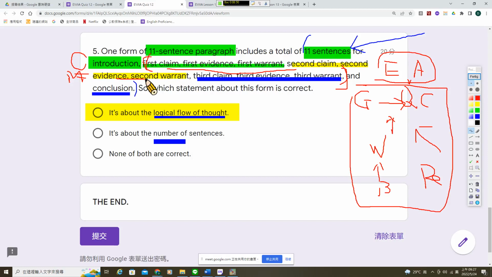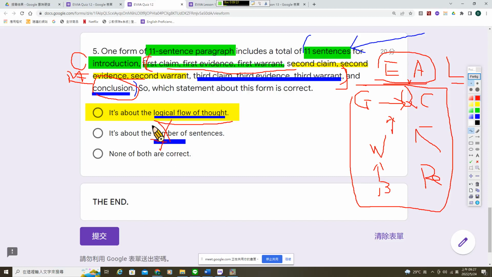Just to give you an idea, we can have a claim, evidence, and warrant, claim, evidence, and warrant, claim, evidence, and warrant, and so on. And the last part is the conclusion. Conclusion in the print is L, right? A link to the central idea of the discussion. So basically, remember, when we say we have an 11 sentence paragraph structure, it is about the logical flow of thought, but not about the number of sentences.